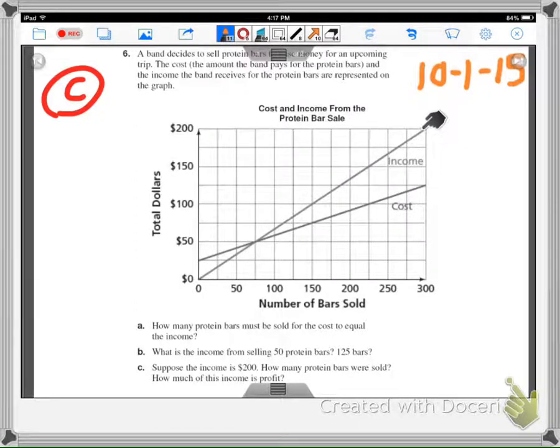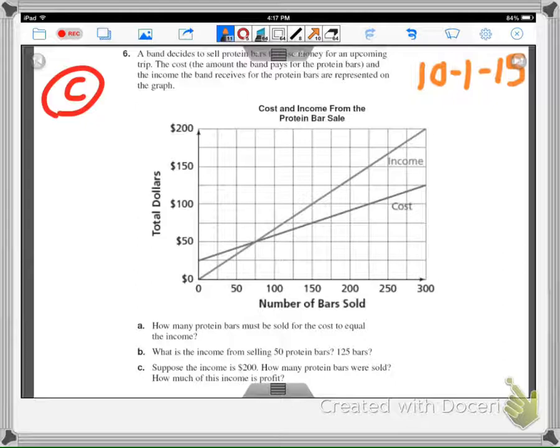And then it asks you how much of this income is actually profit. That means I have to go to where 300 protein bars are sold for the cost, and I notice that the cost for 300 is right here at 125. So I want you to show this math on your paper if you didn't already do it.